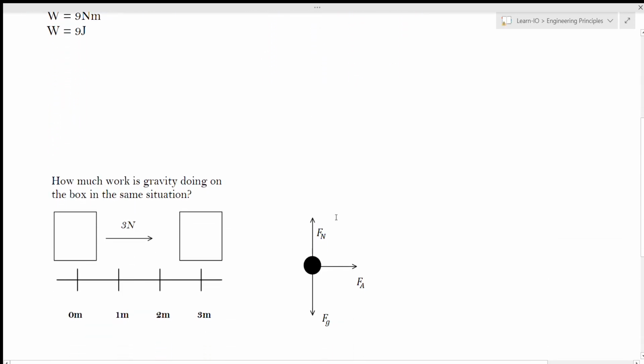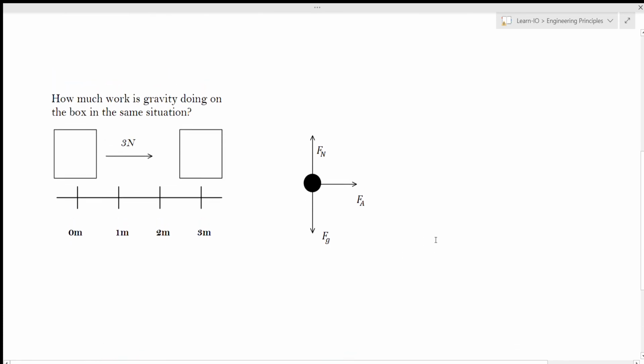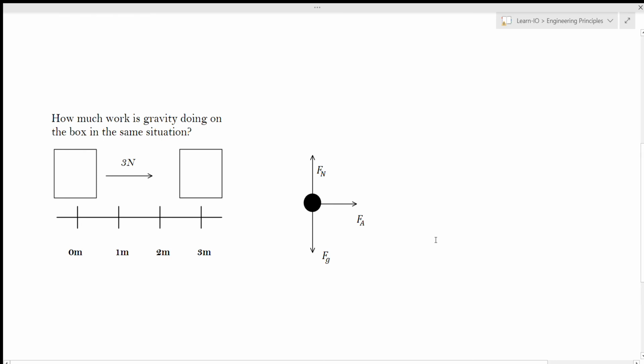Now let's get into a little bit of a tougher problem. You can see I've already drawn out the free body diagram for it. The problem is: how much work is gravity, specifically gravity, doing on the box in this same situation? Everything's the same. We still have 3 newtons being applied in the rightwards direction while the box moves right for 3 meters. So let's get everything set up. We have W equals F dot D.